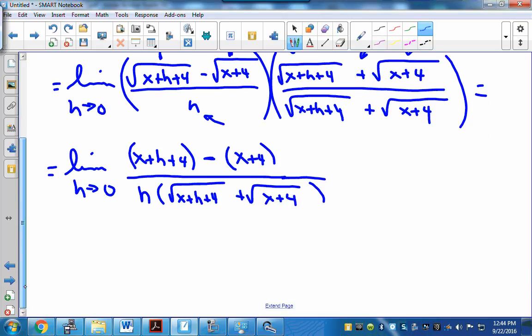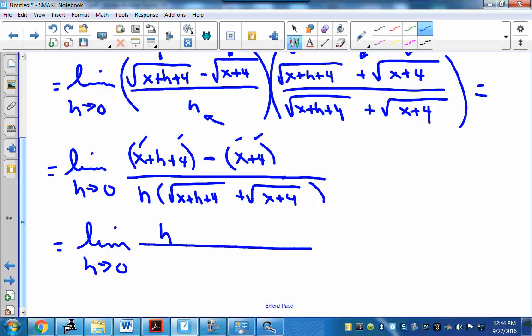We get a nice answer. So, limit as h goes to 0. Up top, if you look at it carefully, the x's go away and the 4's go away because you have to distribute that negative sign. So you simply get an h. On the bottom, you have the h. They're going to cancel. You have the square root of x plus h plus 4 and the square root of x plus 4. So these go out, just leaving a 1 up top.